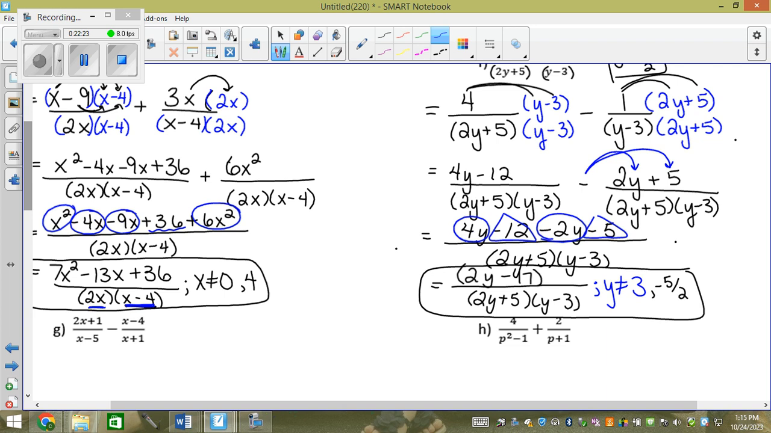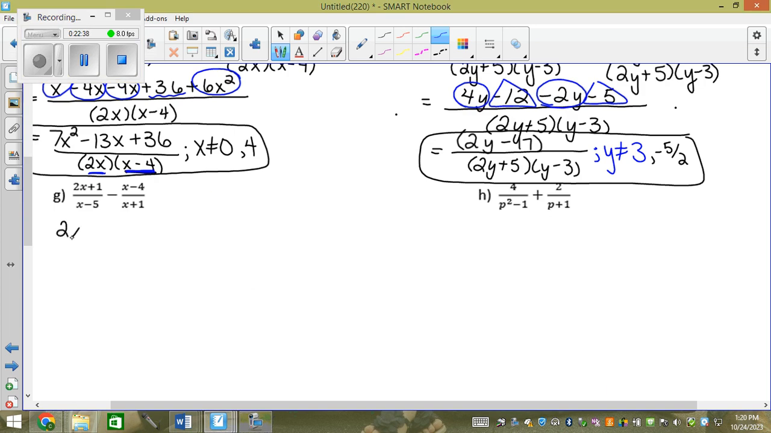Okay, this one I have an x minus 5 and an x plus 1. Can I make them be the same? No, so what am I going to do? Multiply them by each other. I'm going to multiply the left-hand side by x plus 1 and the right-hand side by x minus 5, right? Let's try it out. So, we have 2x plus 1 and x minus 5. And then, we're going to multiply by x plus 1 in the numerator and the denominator, make a common denominator, just like you would back in junior high. Make sure your phones are away. Then, we have minus x minus 4 over x plus 1. And now we're going to multiply this one by x minus 5 and x minus 5.